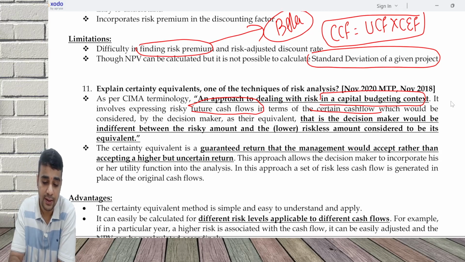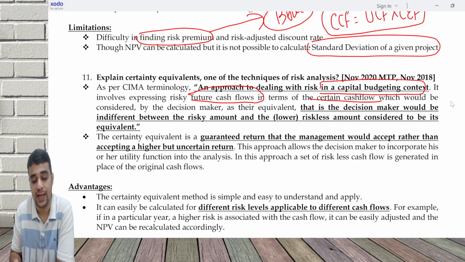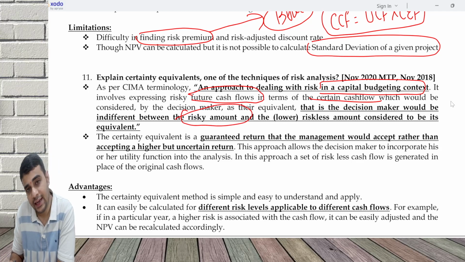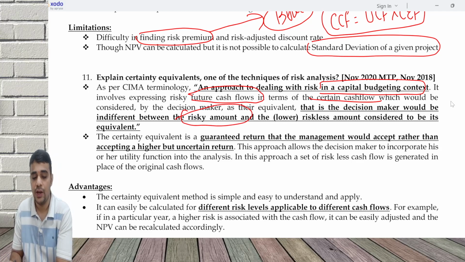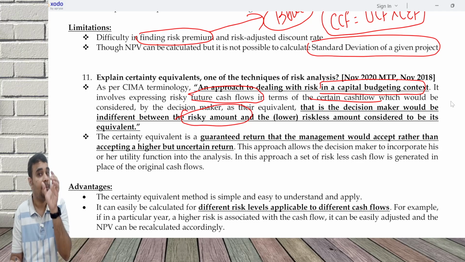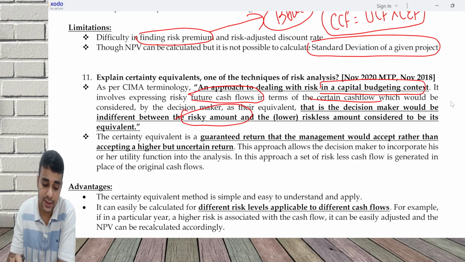That is the decision maker. What they are saying is that getting 1 lakh risky cash flow is equal to getting 80,000 riskless cash flow. I am indifferent between the risky amount and the lower riskless amount. So what we are trying to do here is adjusting the cash flows. Once you do this adjustment, you should discount, because discounting is done to reflect the time value of money, but discounting should be done at the risk-free rate.